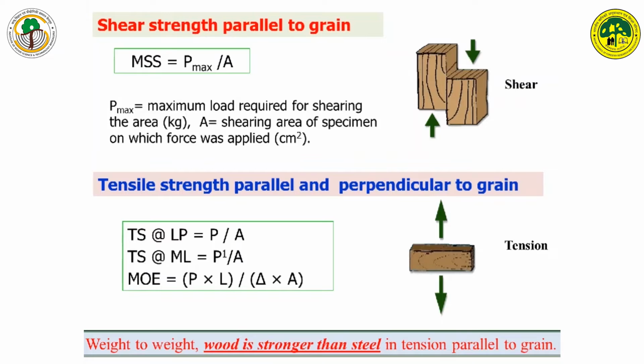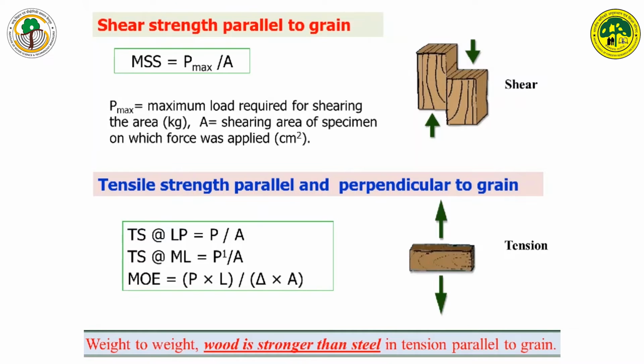Then the next important property is the shear strength. When one small piece of wood is shearing against the other piece, we have to apply the load, and how much load is applied to shear them apart comes under the shear strength parallel to grain. This figure shows how shearing takes place. Similarly, tensile strength parallel to grain and perpendicular to grain. These are the formulas to compute the shear strength as well as tensile strength of the wood.